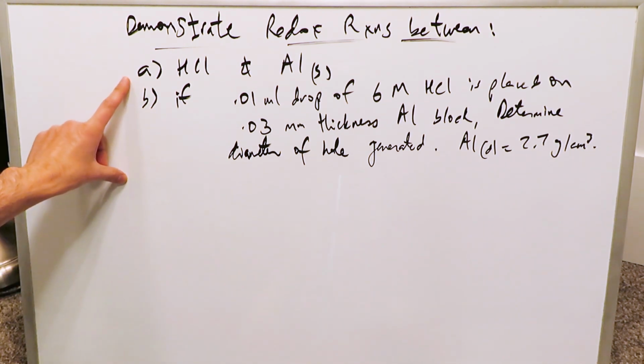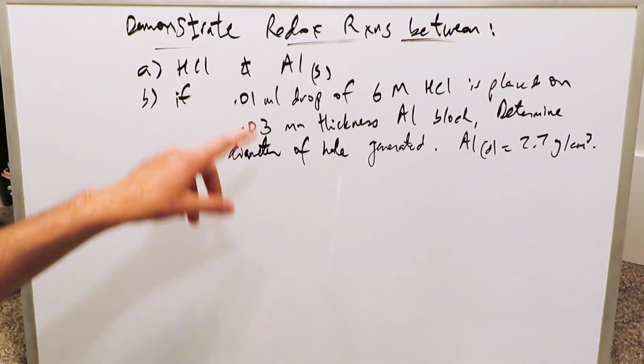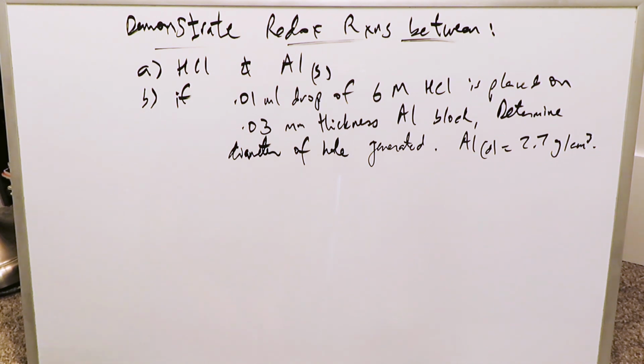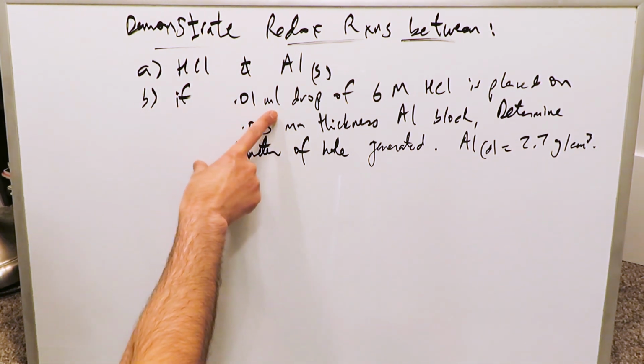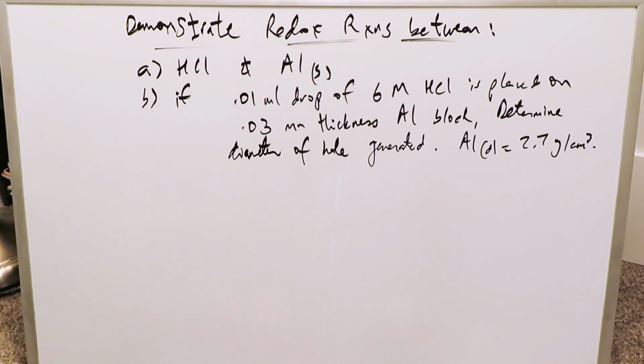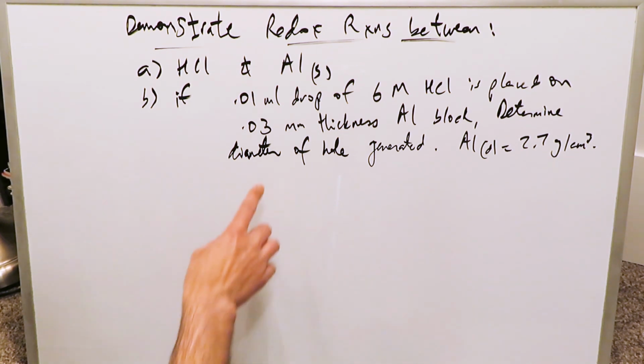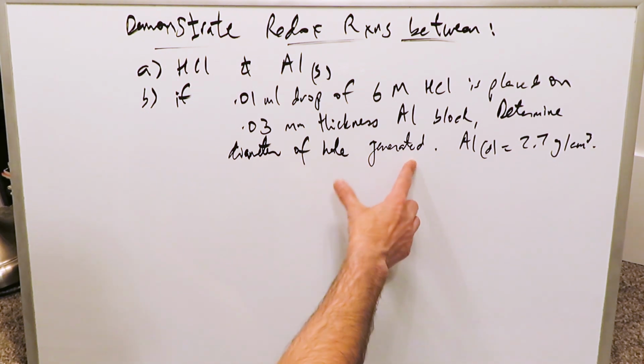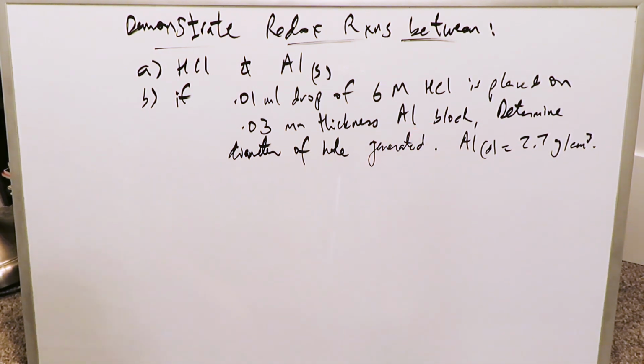We have to demonstrate a redox reaction between hydrochloric acid and aluminum solid. Also, if a 0.01 milliliter drop of 6 molar HCl is placed on a 0.03 millimeter thickness of aluminum block, determine the diameter of the hole that is generated in that aluminum as that drop of hydrochloric acid penetrates and perforates that aluminum block. The density of aluminum is 2.7 grams per centimeter cubed.